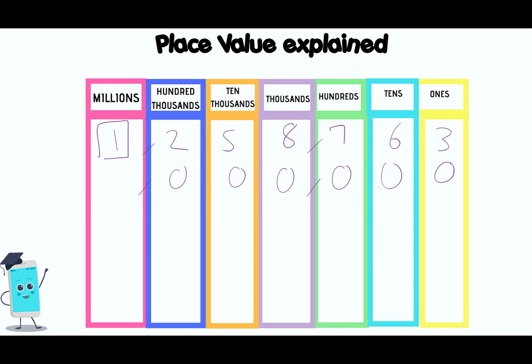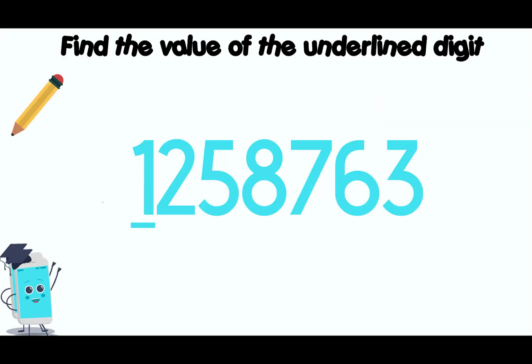Okay, let's have a look at another example. What if a different digit was underlined? What if the 2 was underlined?